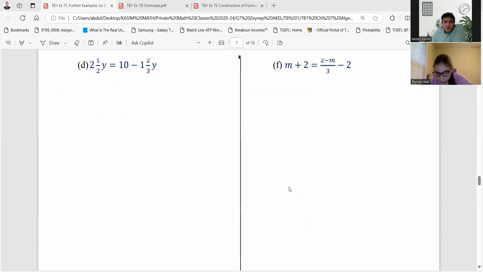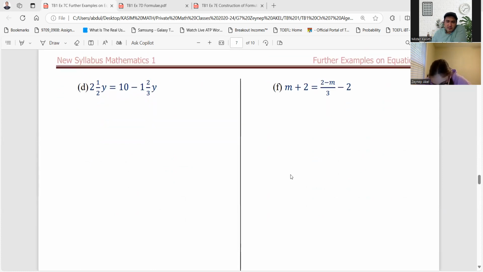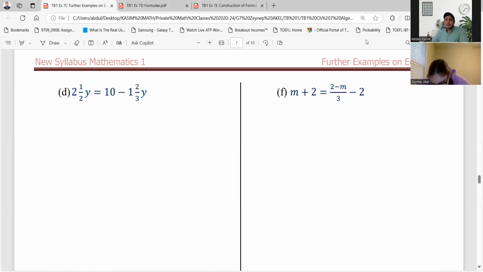So we did, I think, a few questions yesterday. Now we have a little bit more complicated questions. Complicated means that they involve some fractions and rational numbers. Okay, let's do these questions.